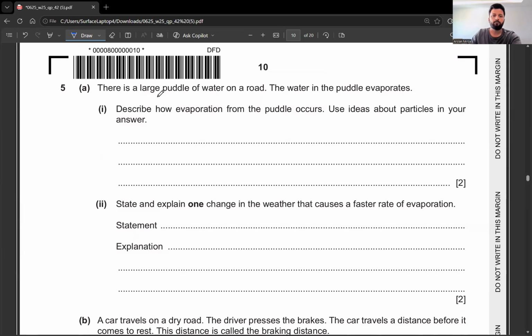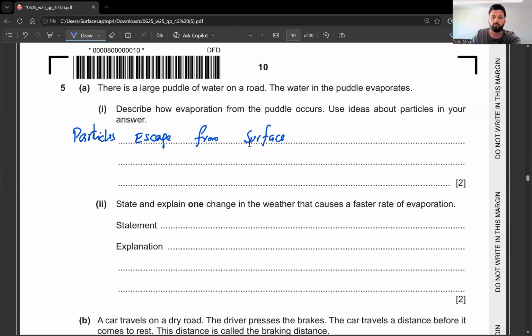Okay, question 5. There is a large puddle of water on a road. The water in the puddle evaporates. Describe how evaporation from the puddle occurs. Use idea about the particles in your answer. So particles escape from the surface of the liquid, that is called evaporation. So you can just write particles escape from surface. You will get 1 mark.